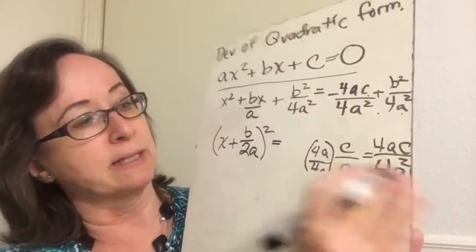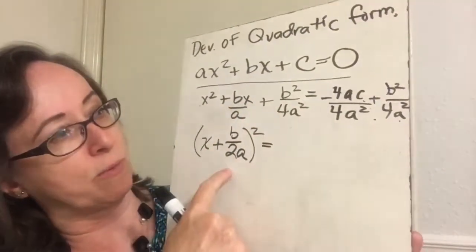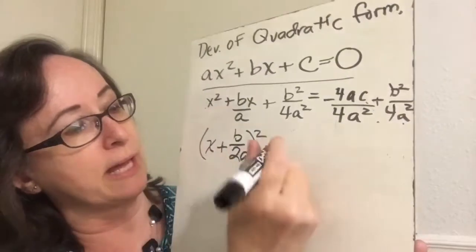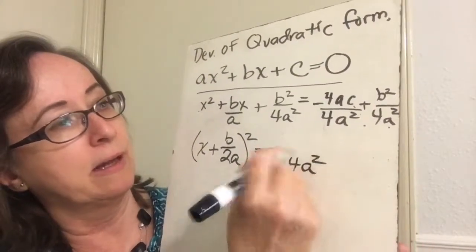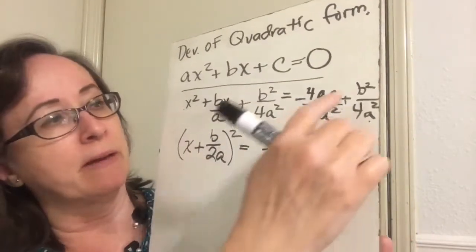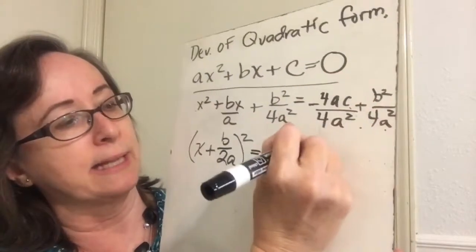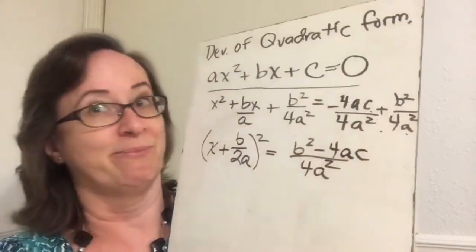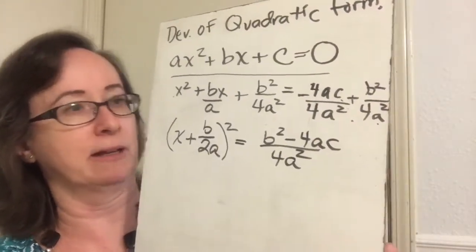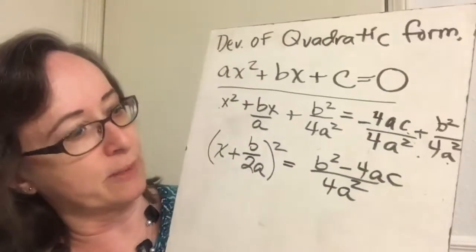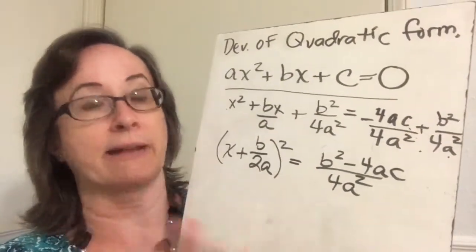So now I'm going to erase all of this. So now I have this left term squared. I have a binomial squared, and on the right, because they're both over 4a squared, I'm going to flip them around and put the b squared in the front, b squared minus 4ac. Those of you who know the quadratic formula are beginning to see some things that are looking like they're heading in that direction.